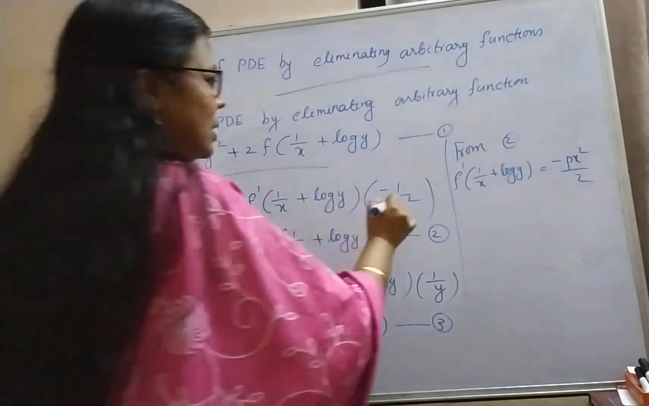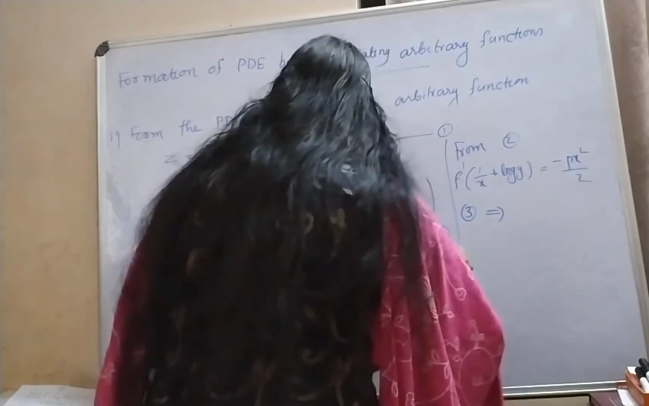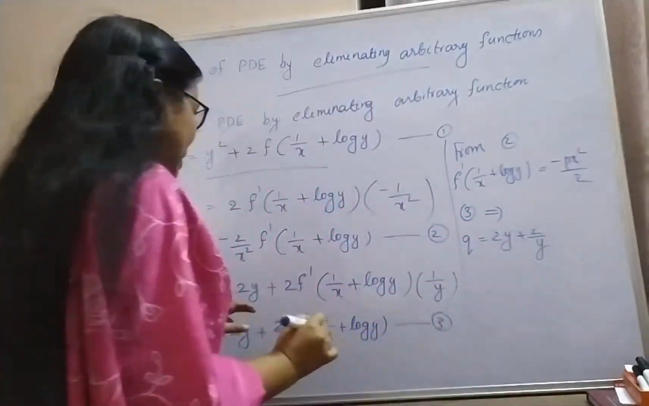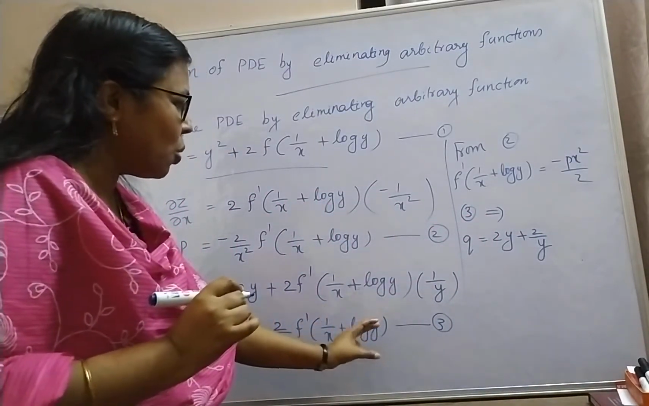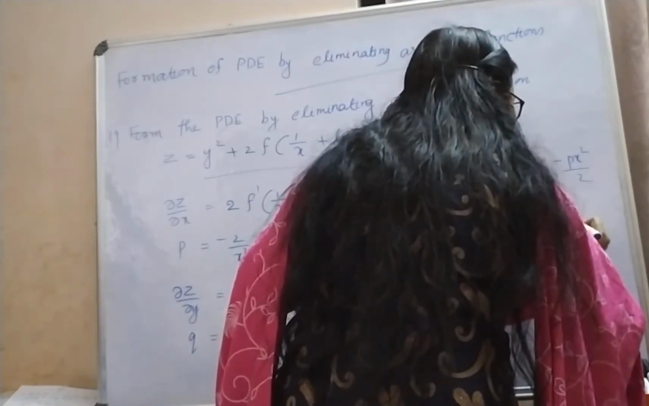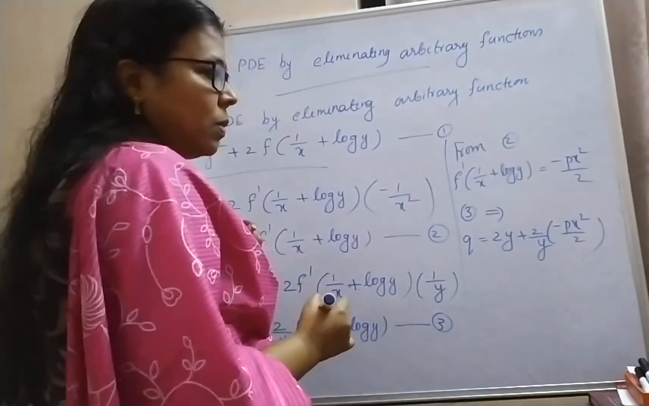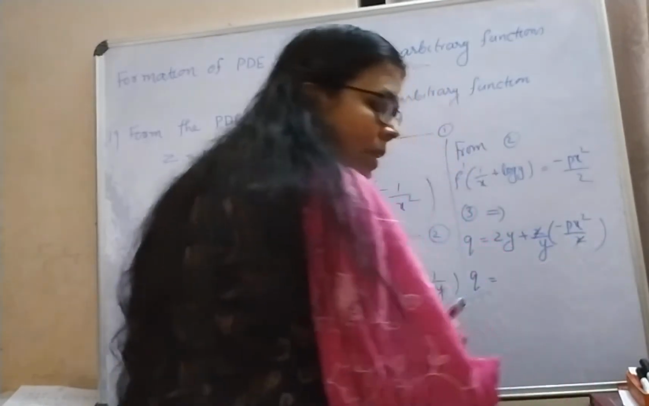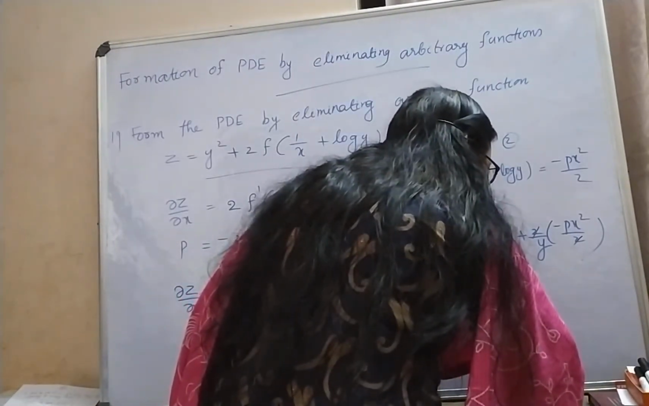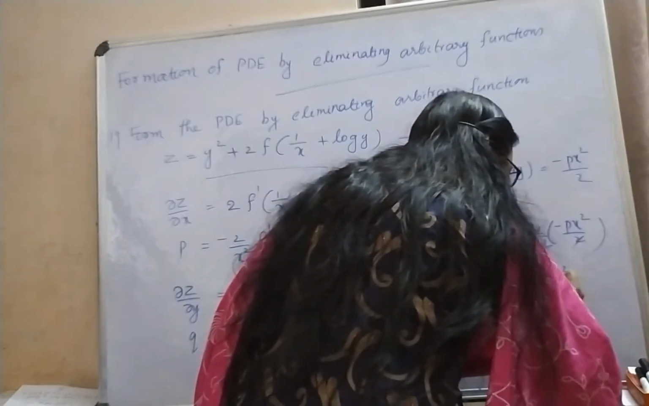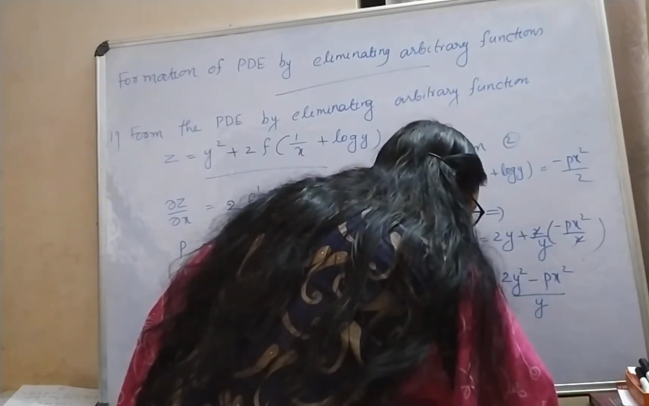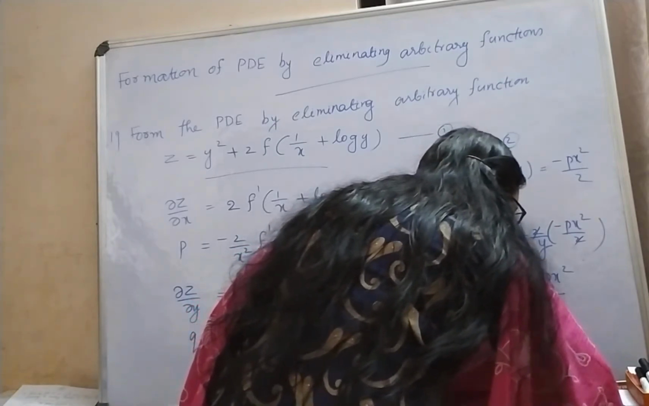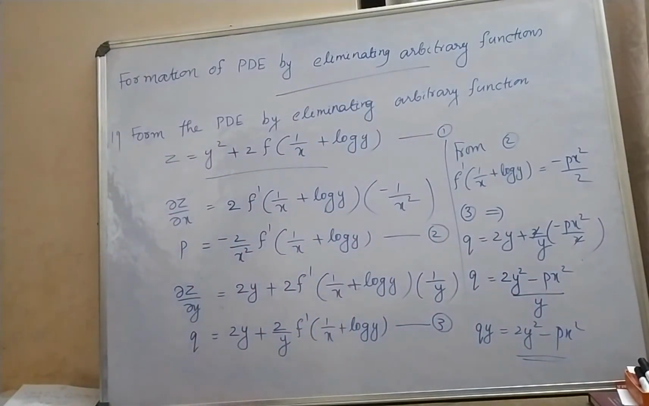Put this in equation number 3. Equation number 3 becomes q equal to 2y plus 2 by y. Then for f dash 1 by x plus log y, we put minus px square by 2. That is, q equal to, this 2 will be cancelled, 2y square minus px square by y. That is, qy equal to 2y square minus px square, which is the required partial differential equation.